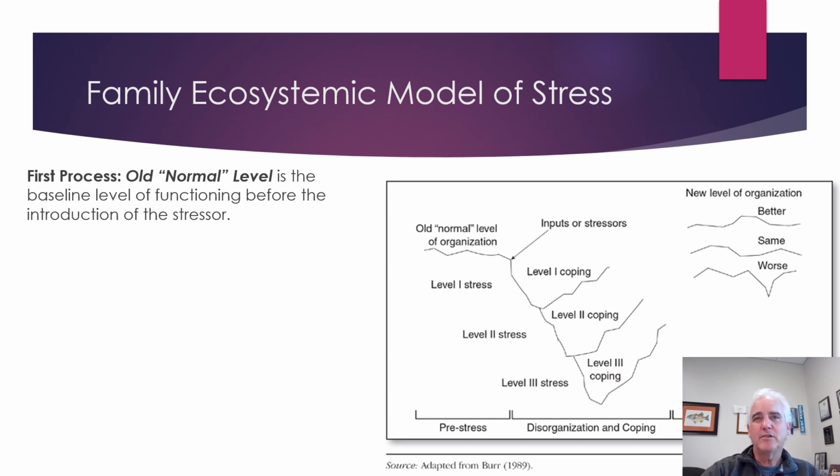So you see that top line at the left, the old normal level of organization. And then you see an arrow there, and the arrow is the input or the stressor, what happened to compromise the family's function. In a level 1 stress, they have a challenge, and they cope with it, and they start improving. Some families have a level 2 stress, and then they cope with it and start improving. And then some families have a third level of stress, and they try to come back, but you'll notice that they're really struggling in this diagram to get back to where they were before because of the multiple crises and multiple levels of crises that are happening to them.